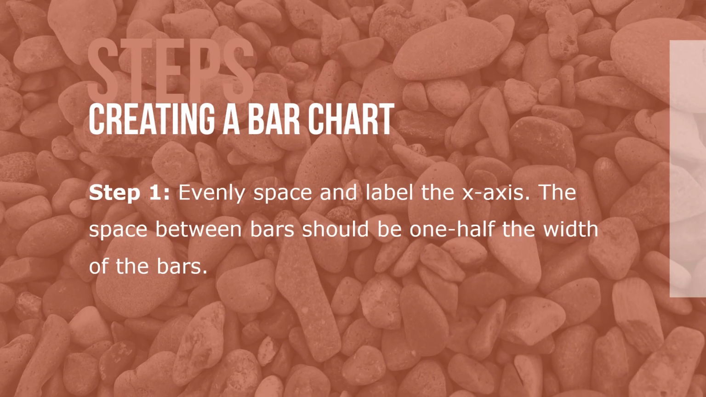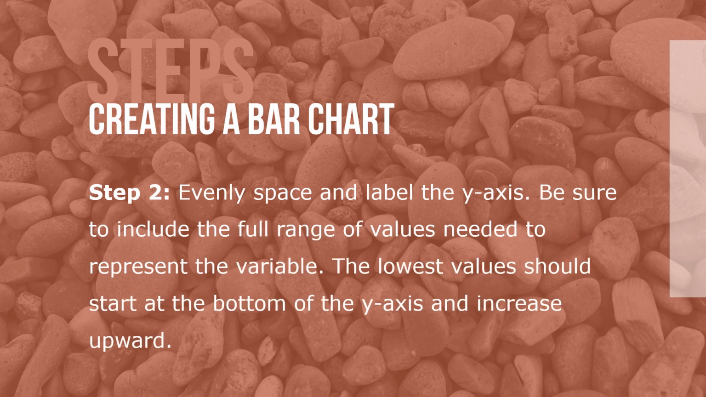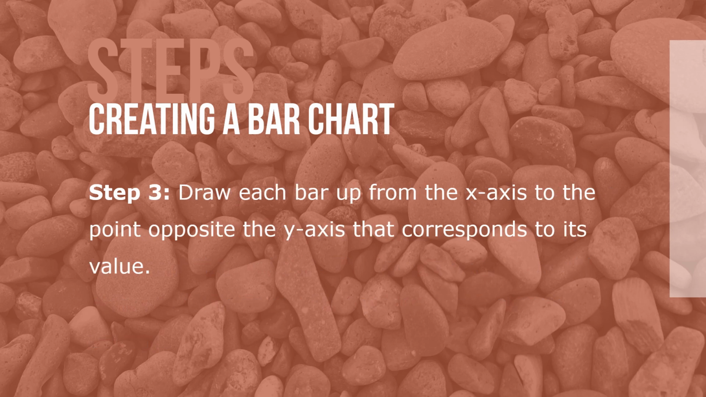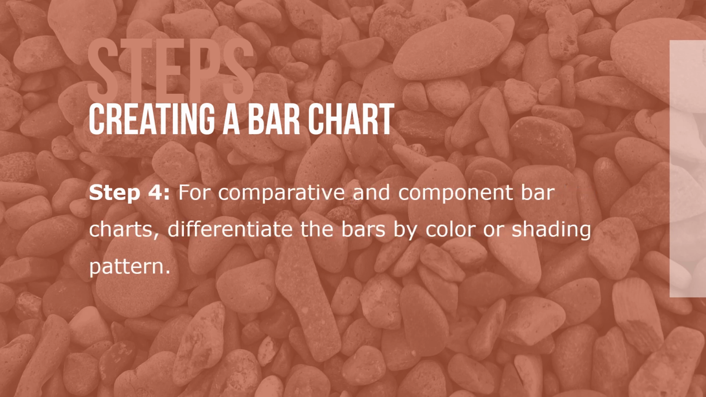Here are the steps to creating a bar chart. Step 1. Evenly space and label the x-axis. The space between bars should be 1/2 the width of the bars. Step 2. Evenly space and label the y-axis. Be sure to include the full range of values needed to represent the variable. The lowest value should start at the bottom of the y-axis and increase upward. Step 3. Draw each bar up from the x-axis to the point opposite the y-axis that corresponds to its value. Step 4. For comparative and component bar charts, differentiate the bars by color or shading pattern.